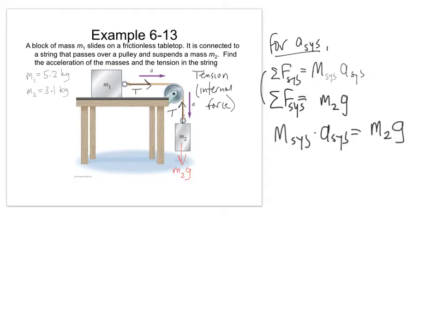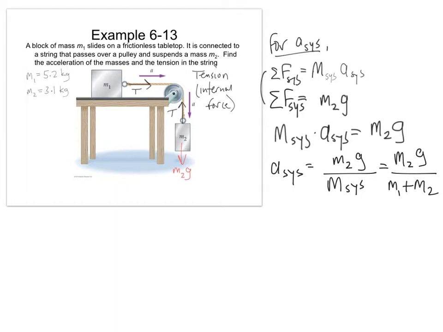What is that? Well, let's solve for our acceleration of the system. To solve for that, that means we're going to be dividing by the mass of the system, right? m2g divided by the mass of the system, which is really m2g divided by, what's the mass of the system? The sum of those two, right? Mass 1 plus mass 2.